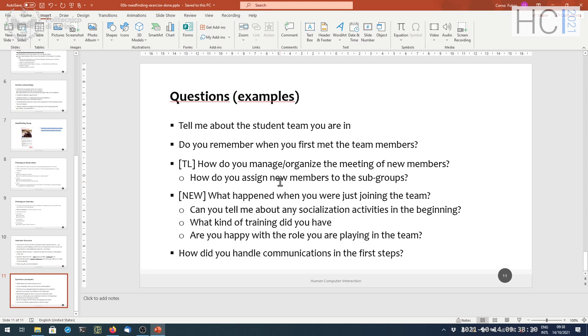how do you like the socialization activities at the beginning? 1, I didn't like them at all. 4, they were fantastic. So you start with a numerical question, an ordinal question. Usually you ask them to rank something or to evaluate something. And then you ask the explanation.